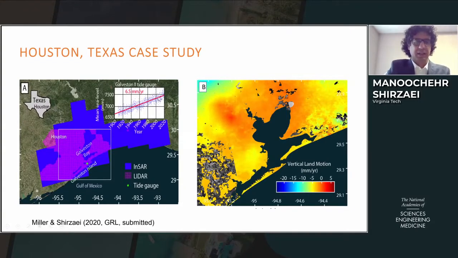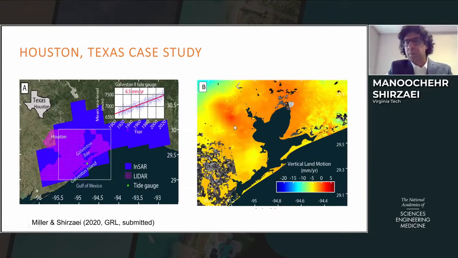So what she has done in this study, combined all InSAR data, including Sentinel and ALOS, with observation of the LiDAR and projection of the sea level rise for the Houston and Galveston area, which is marked here in this white box. The observation of the vertical land motion for the area is shown here.